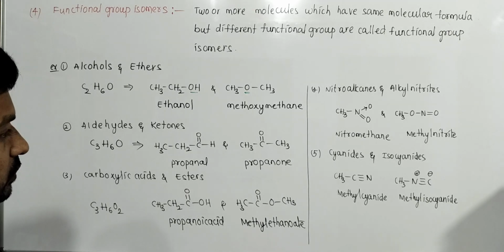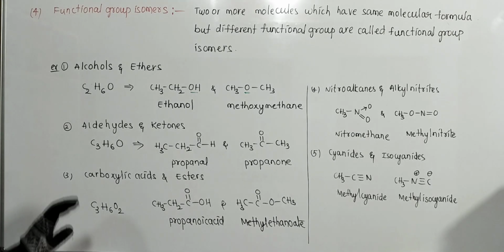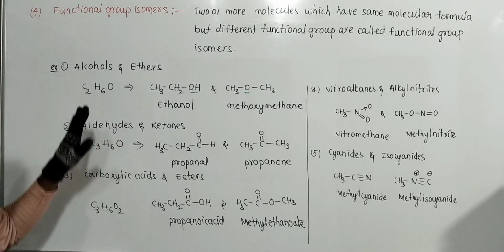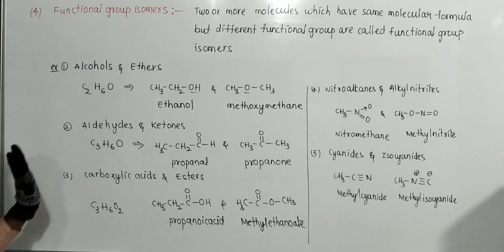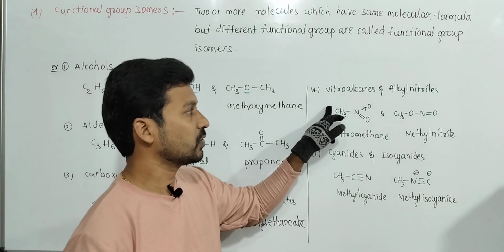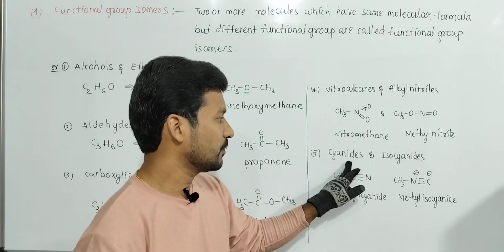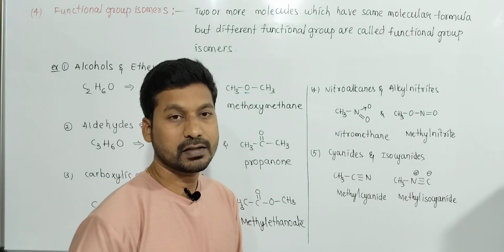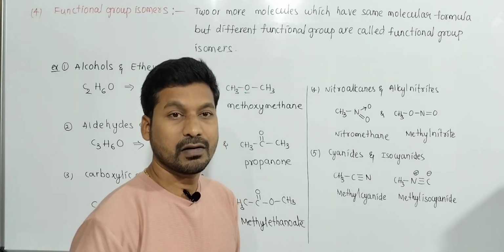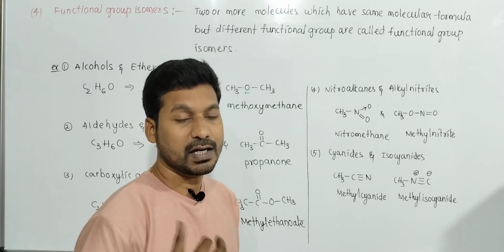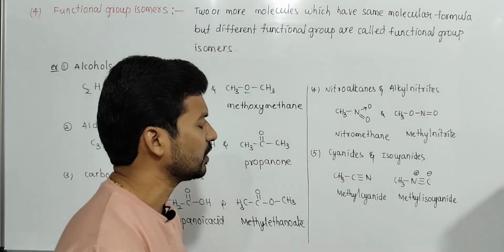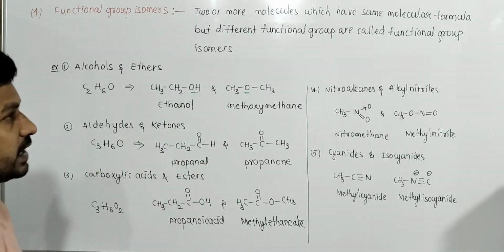Next we have 2 more examples of functional group isomers. First, alcohols and phenols. Remember, alcohols and ethers, aldehydes and ketones, carboxylic acids and esters, nitroalkanes and alkyl nitrites, cyanides and isocyanides, primary, secondary, tertiary amines, alkynes and alkadienes, and alcohols and phenols. All these are 8 functional group isomers possible. First take this one.